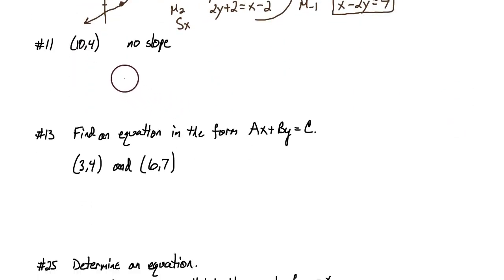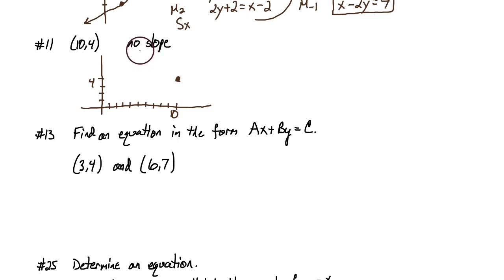Number 11, let's make a graph of this. Let's make a grid to start with. The x value is 10, so we need 10 marks to the right. The y value is 4, so we need 4 marks up. Here's the dot for 10, 4.